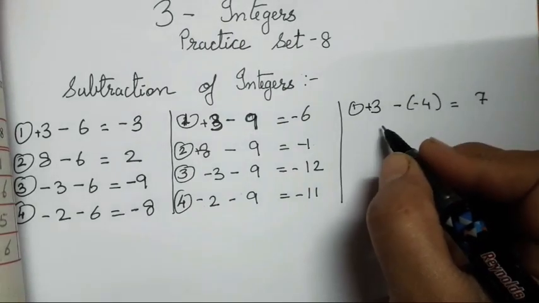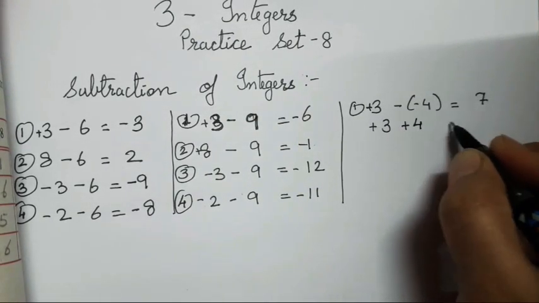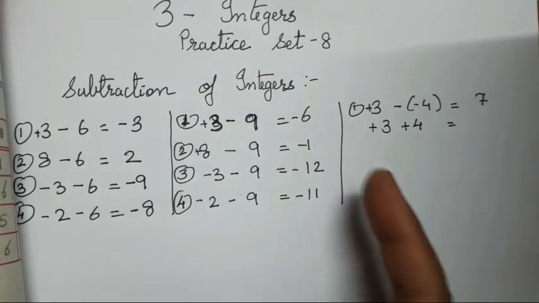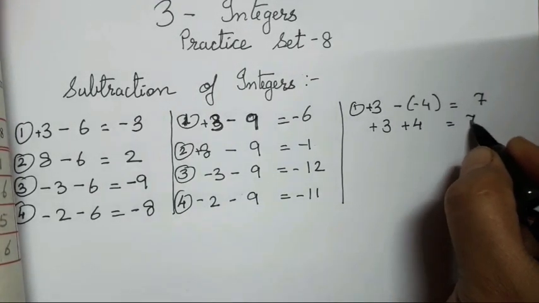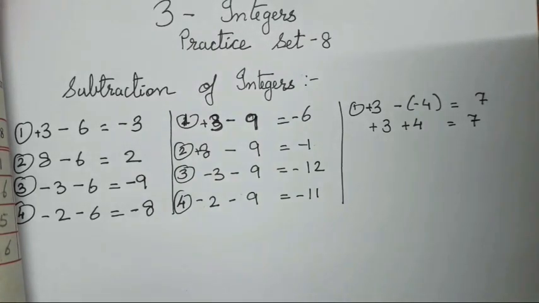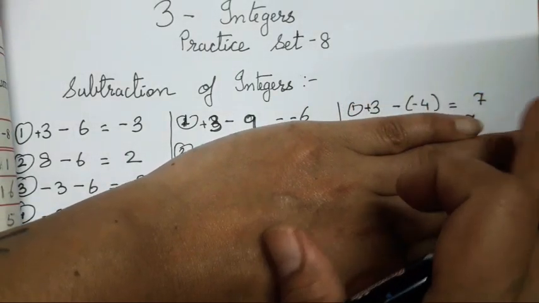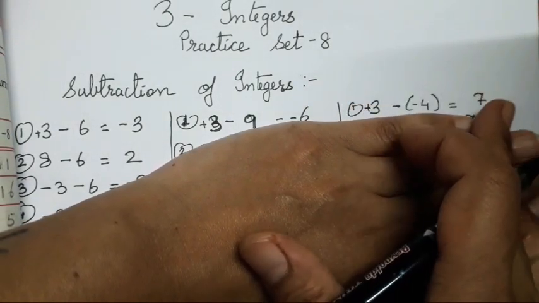So first you all have to change the sign. Plus 3 minus and minus is going to be plus 4. So therefore the answer is going to be 7 and the sign of plus is going to come over here. Now many of you skip this step and directly solve this and write the answer 7 and sign of the bigger number.